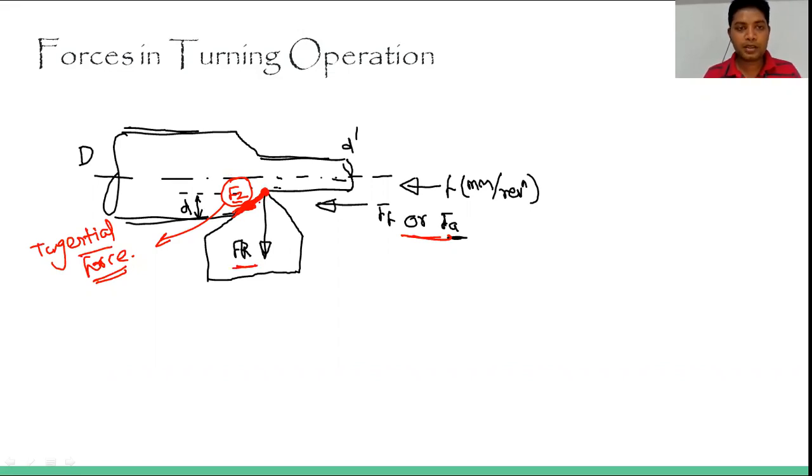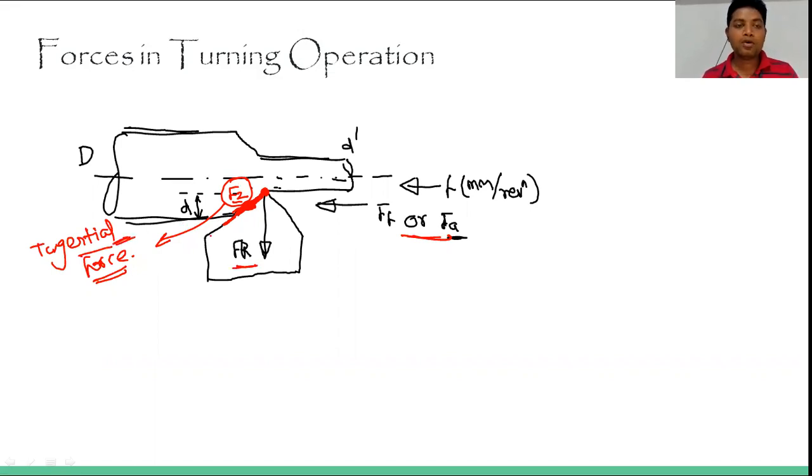When this surface comes in contact with the workpiece, the material comes out. If this cutting edge becomes rough, the material will not come out, or if it does, it will not be smooth. So that's why this cutting edge is required, and because of that only the material is coming out. That's why we call it the tangential force.